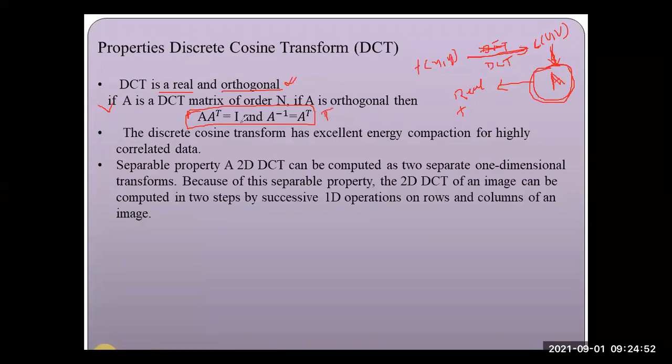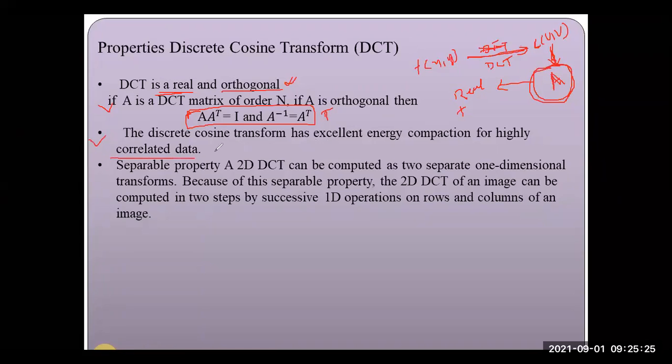That means whenever I multiply the matrix with the transpose of this matrix, the resultant matrix should be the identity matrix. Or I can say the inverse of that matrix must be equal to the transpose of this matrix. So this is the first property. Okay, it is real and orthogonal.